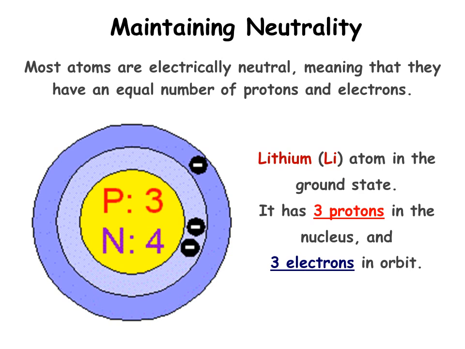If you want, you can check the periodic table. What is its atomic number? So the lithium atom in the ground state is electrically neutral. It has 3 protons in the nucleus and 3 electrons in orbit. Okay, children, have you understood? Yes.